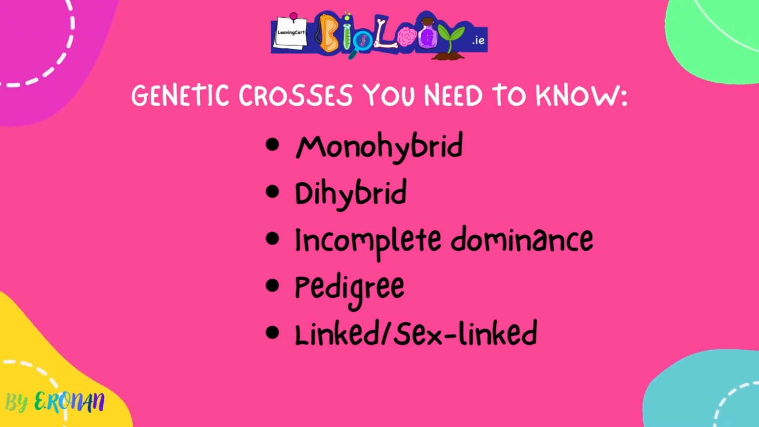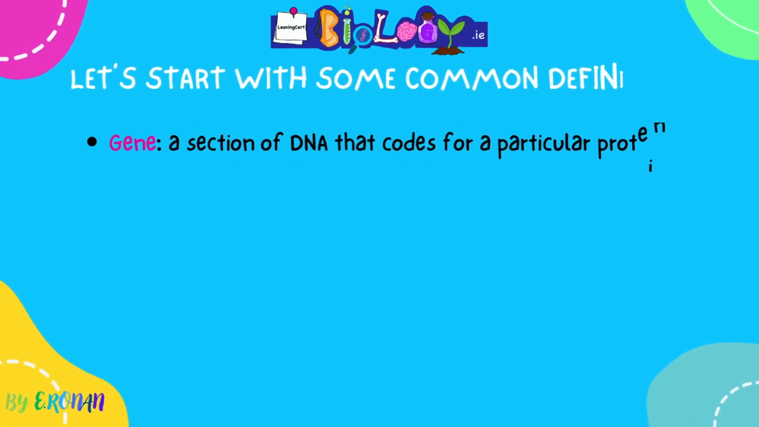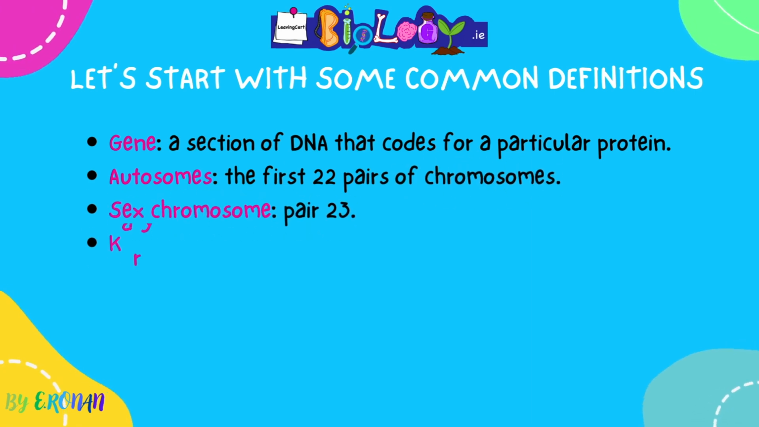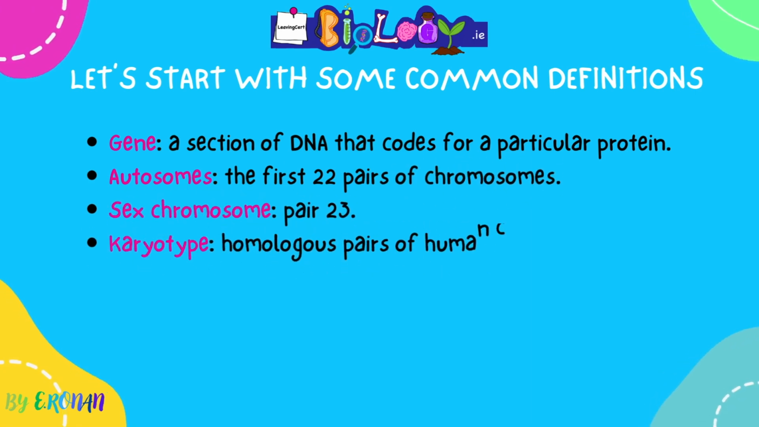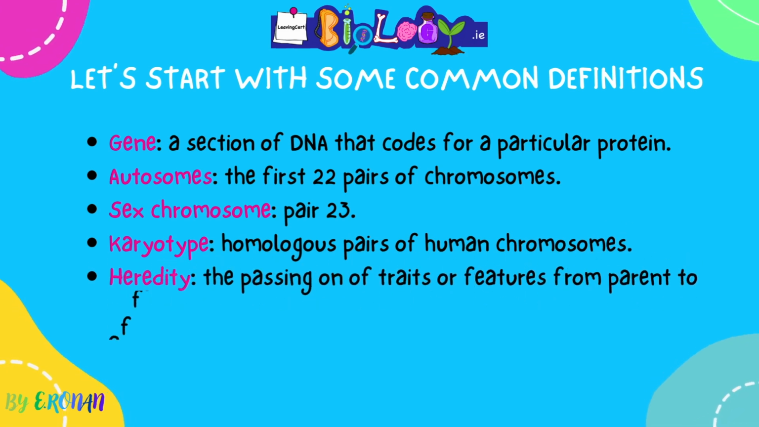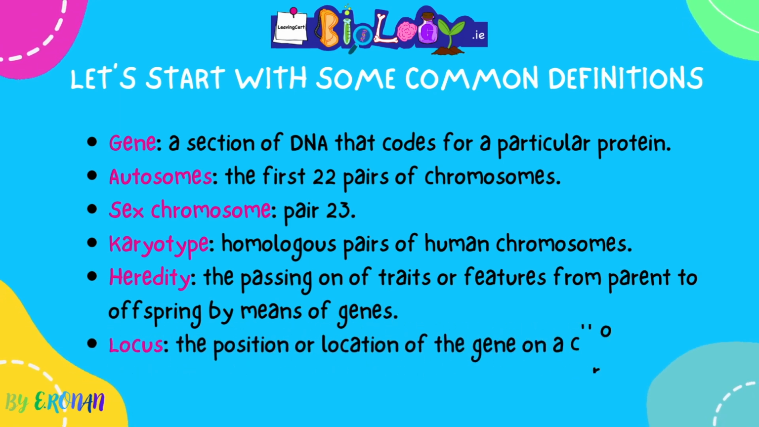We're going to start off by talking about all of the definitions that you could be most commonly asked in a Leaving Cert Biology paper, and then I'm going to get into doing a monohybrid cross. So definitions, let's start with gene. A gene is a section of DNA that codes for a particular protein. Autosomes are the first 22 pairs of chromosomes, and pair 23 are your XX or XY sex chromosome. The homologous pairs of chromosomes are called karyotype, and heredity is the passing on of traits or features from parent to offspring by means of genes.